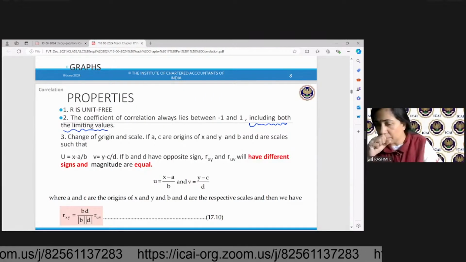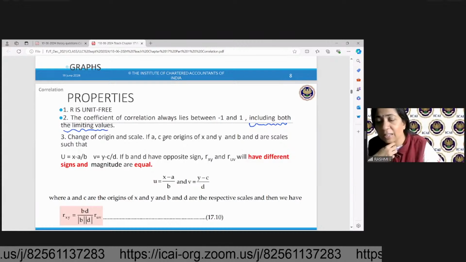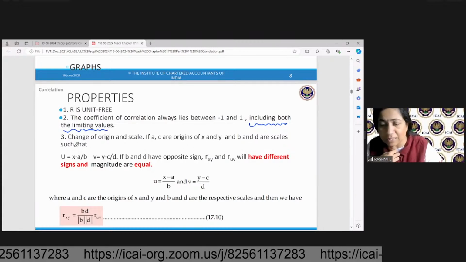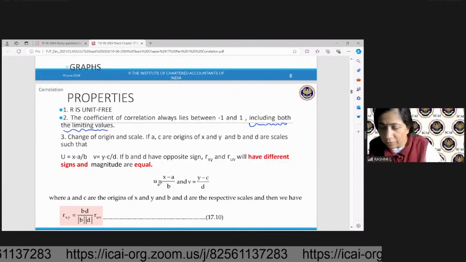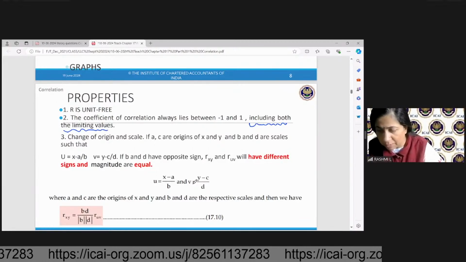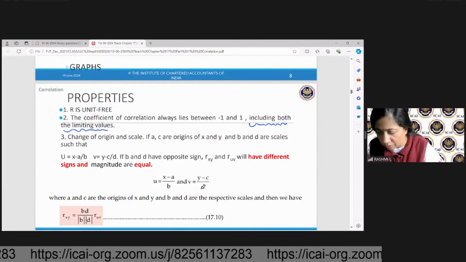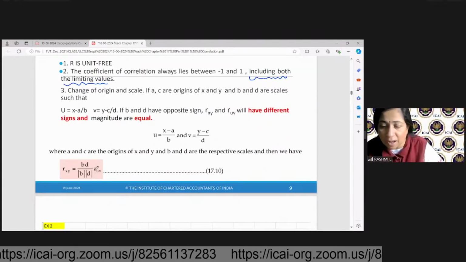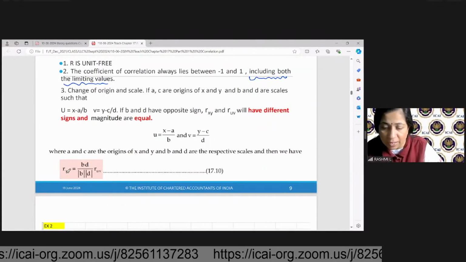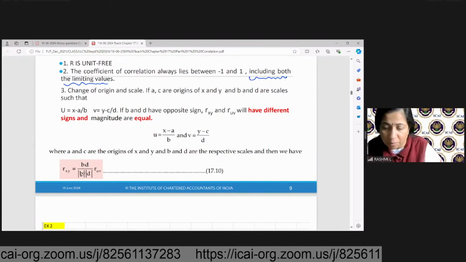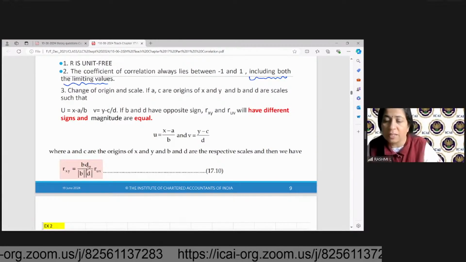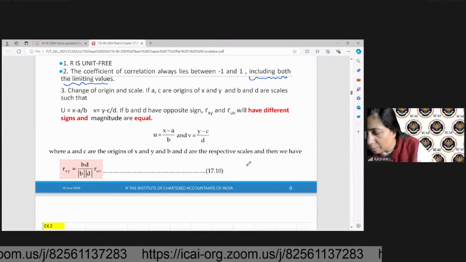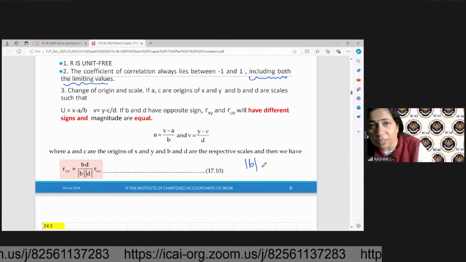Change of origin and scale. If A, C are origins of X and Y and B and D are scales such that U is equal to X minus A upon B and V is equal to Y minus C upon D, then RUV is equal to RXY times BD upon mod B into mod D. What does this mean? Mod B means you're taking only the positive values.